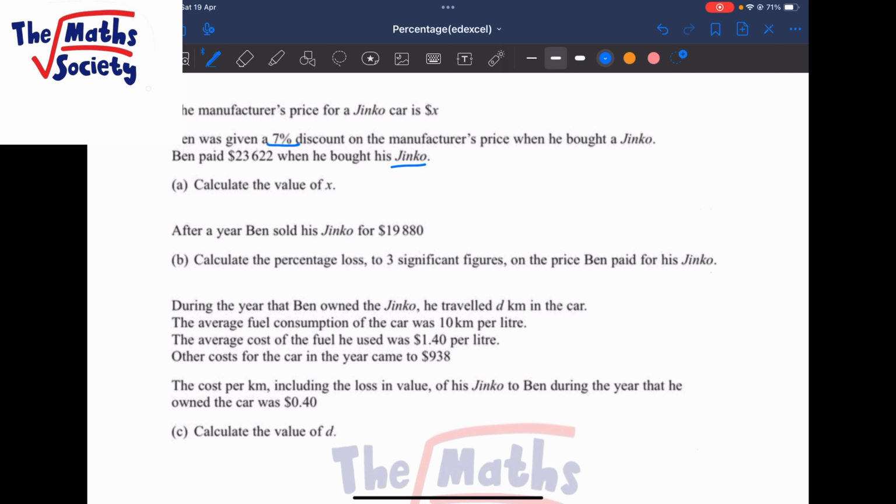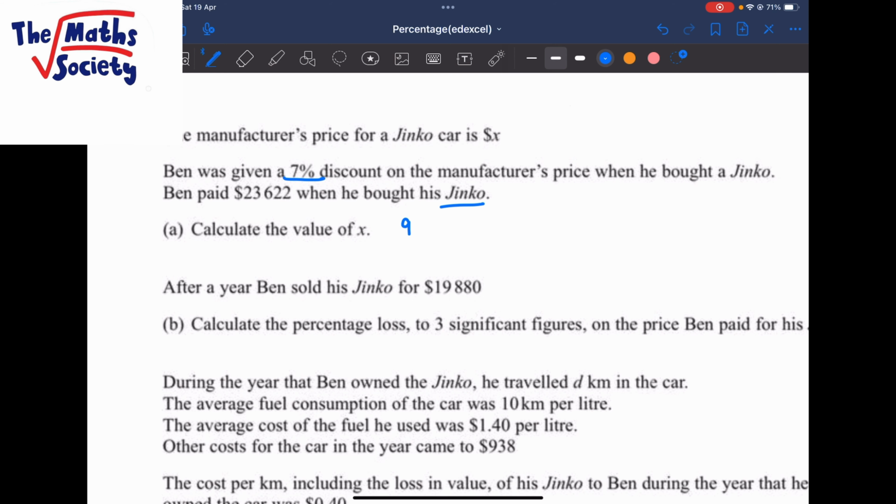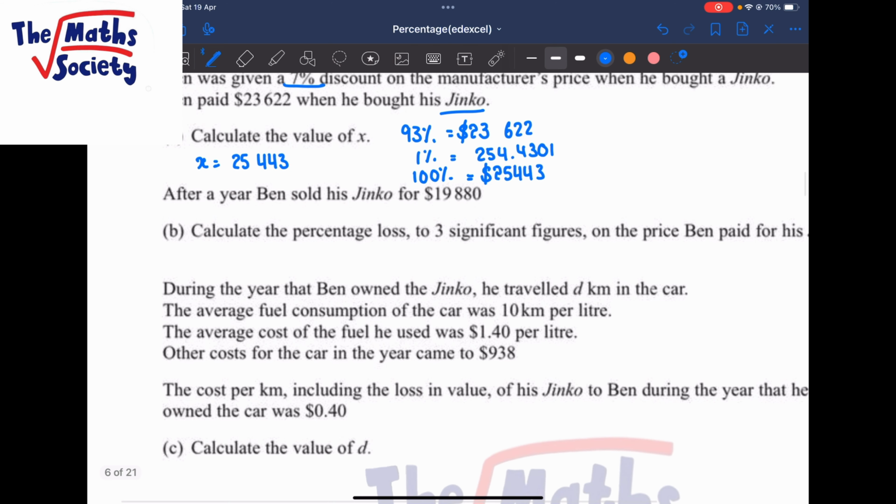He was given a 7% discount, right? So we can know that 93%, that's the discounted price that he got, was $23,622. So we can just find for 1%, which you will get 254.4301. Which is 100%, which has to be the full price. So that's why you get 25443. That's $1. So X is equal to 25443. So that's the value of X.